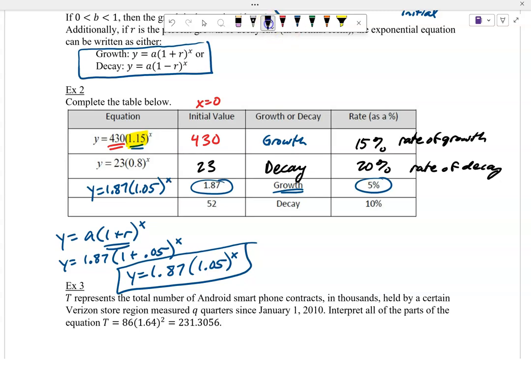Now the next one says it's a decay function. So I'm going to use a 1 minus r, because it's an exponential decay. The initial value they tell me is 52. The rate it decreases by is 10%. So this one will be 52 times 0.90 to the x.